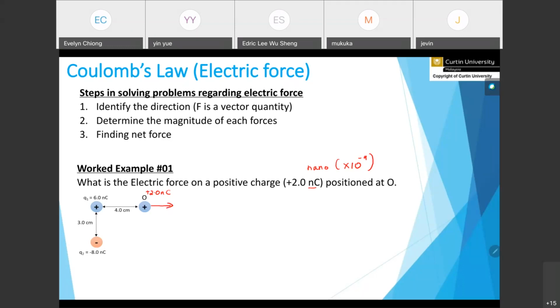Q1 and the positive charge, this one we call the positive charge, the one at O. Q1 and the positive charge, they are on the same line, right? We can consider they are on the same line. So the direction of the force is either to the left or to the right. But if you look at Q2, the negative charge, you see this one?